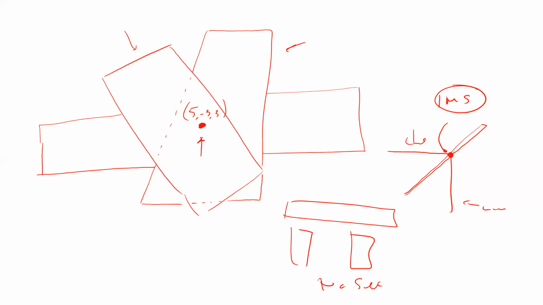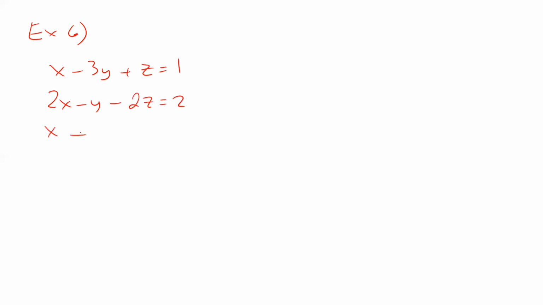Let's try it. Let's see what happens with these guys. I think we have just enough time. We are at Example 6. Okay, these are the weird ones. Let's go for it here. x minus 3y plus z is equal to 1. 2x minus y minus 2z is equal to 2, and x plus 2y minus 3z is equal to -1. Okay, two examples here to finish off, and let's see how we get it.